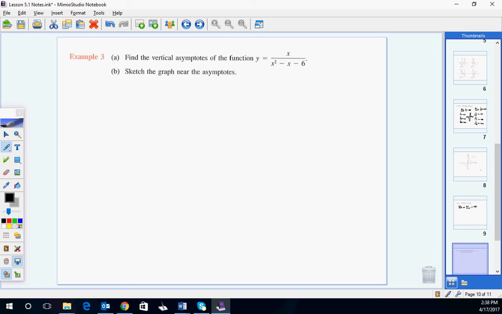Find the vertical asymptotes of this function, x over x squared minus x minus 6. Sketch the graph near the asymptotes. All right, so first thing is, we do want to factor the bottom, because it helps us see what we're testing. If you remember from math, these are my asymptotes. We know that. It's 3 and negative 2. But we're going to use the limits to test that.